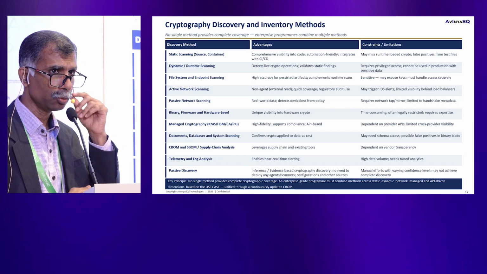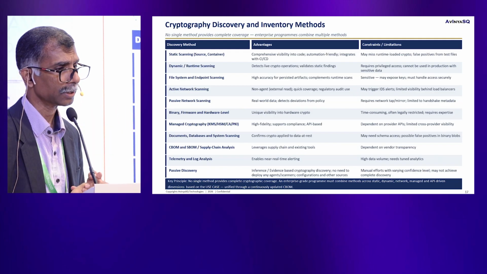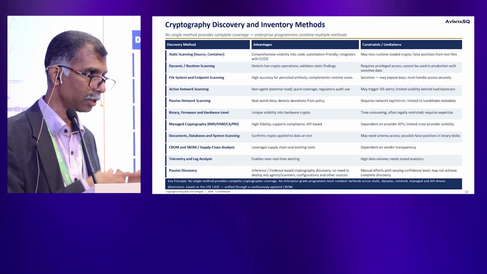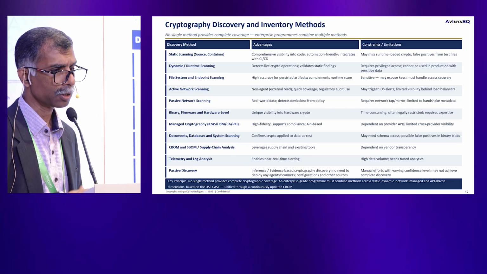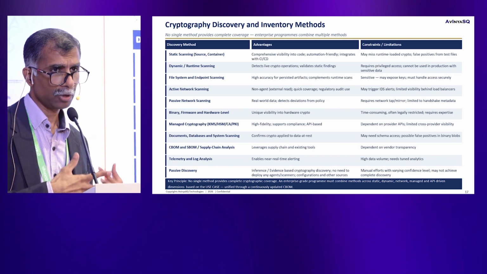Basically, there are some cases where you may not be able to deploy things. Maybe you have to just probe and collect the information. Then there is the passive network scan. In some cases, you will not be able to penetrate. Rather, you just collect the packets and look at the algorithms and cryptography actively used. Then, if you don't have that, you may have to do binary scanning, firmware scanning, right?